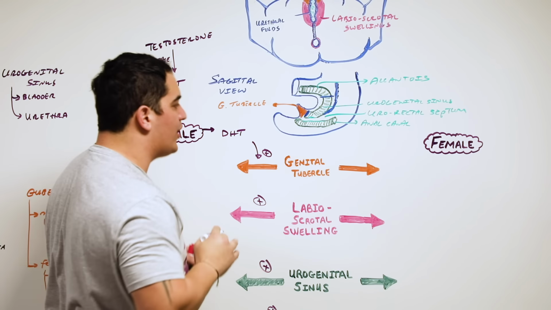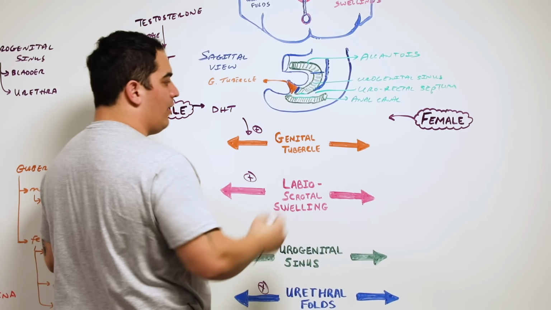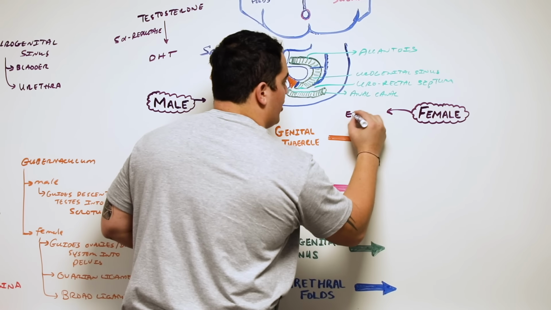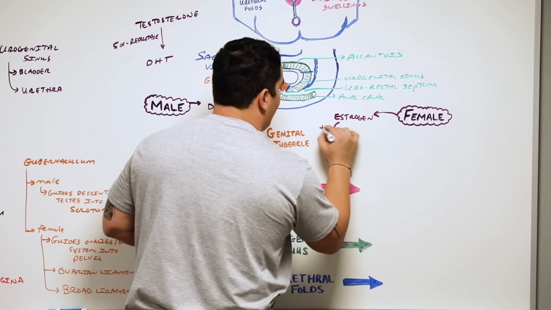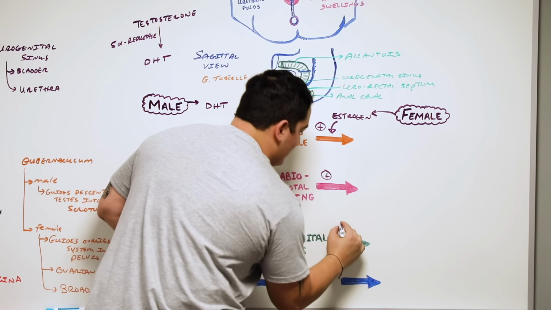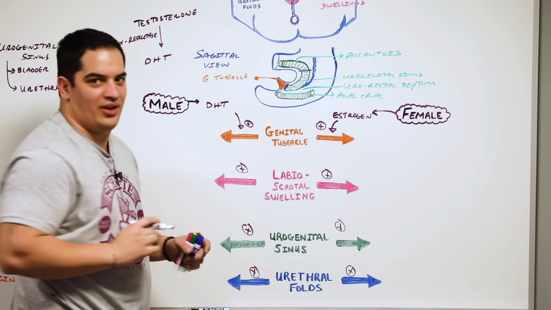For the female, do you guys remember what hormone was guiding the development of the external genitalia? For the female, this was estrogen, released by those follicular cells or the granulosa cells. That's going to be trying to stimulate the guidance of these primitive genitalia structures into making female genitalia.